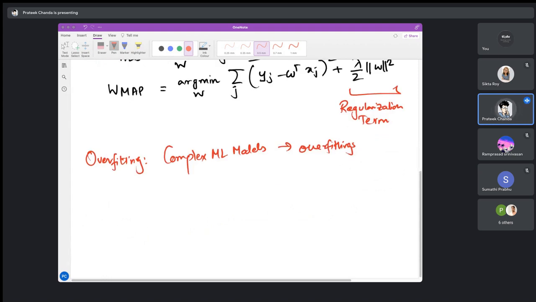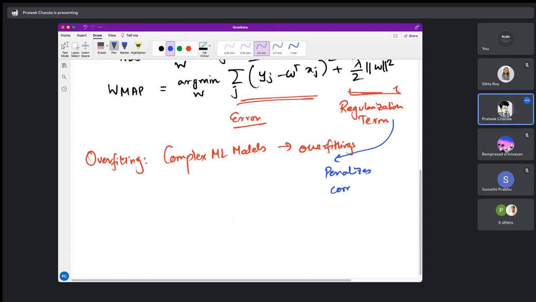We need regularization because this entire thing is an error function. We want to modify this error by adding this extra additional term, so that the complexity is penalized. So this extra additional term actually penalizes complexity. We'll see how it does that.